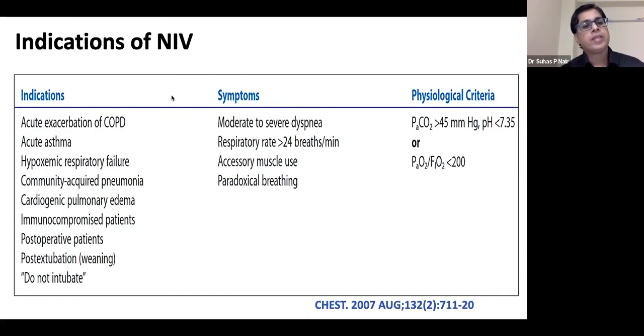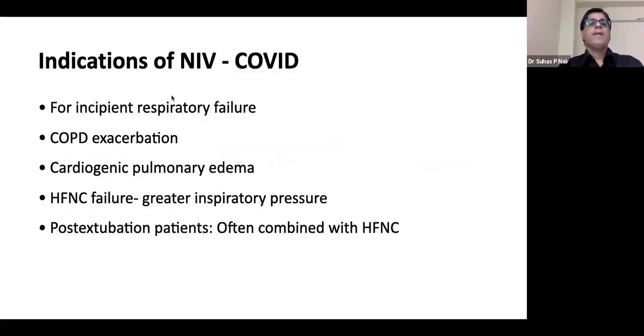If a patient with acute exacerbation of COPD comes with COVID, you can always opt for NIV if the patient has failed standard oxygen therapy. If a patient comes with cardiogenic pulmonary edema and fails on standard oxygen therapy, rather than going for HFNC, go straight away to NIV. The indications of NIV in COVID-19 are again impending respiratory failure, COPD exacerbation, cardiogenic pulmonary edema, and HFNC failure. In HFNC failure, you can try a short trial of NIV.